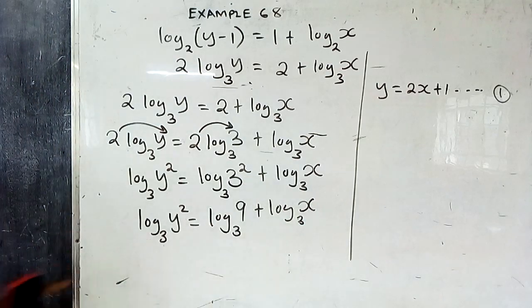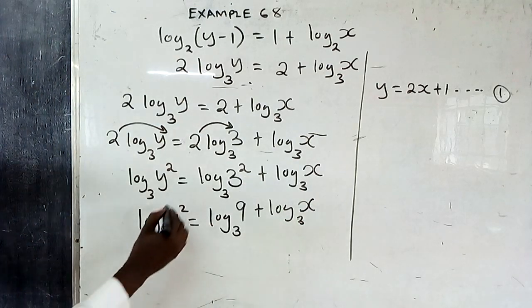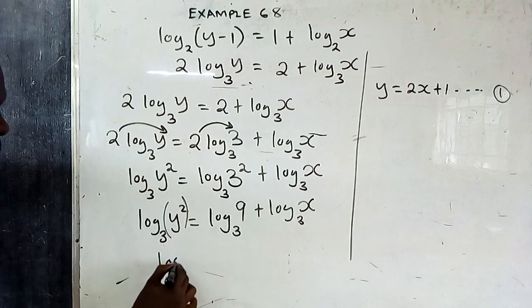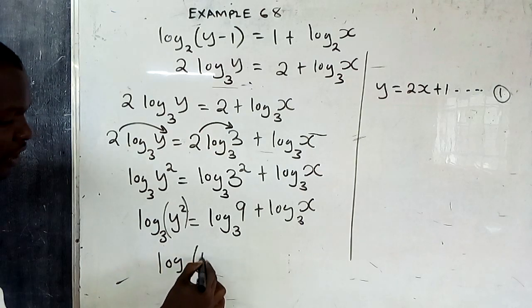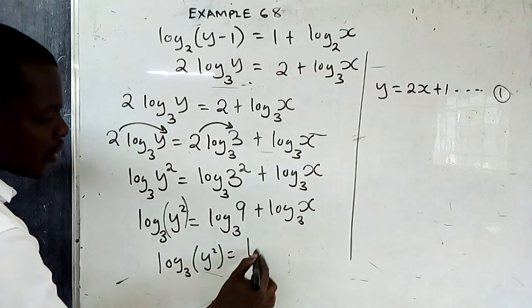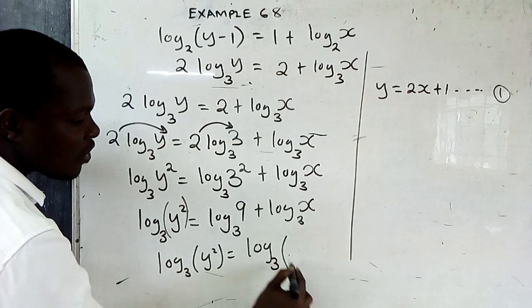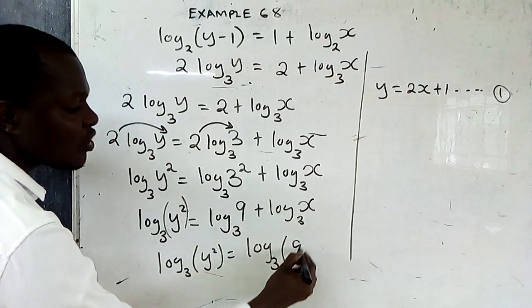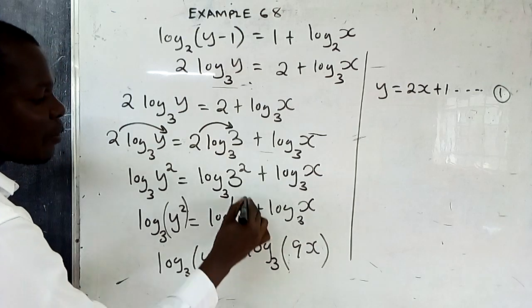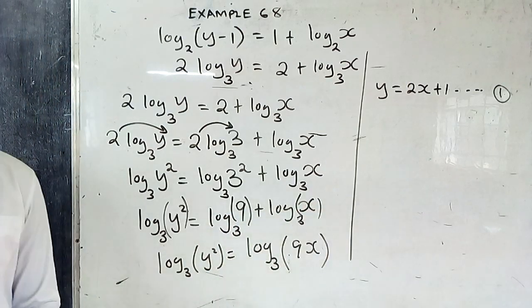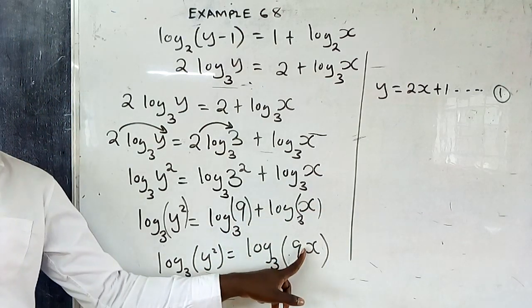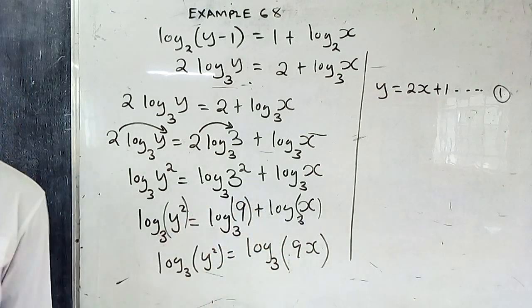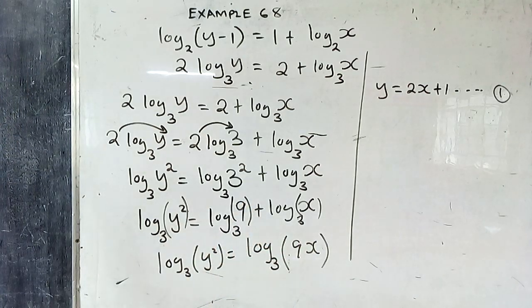So the next thing is to ensure you have one term on either side of the equation. This side is already one term. We have log to base 3 of y squared is equal to, the other side, if you factorize out log to base 3, this addition goes back to multiplication, meaning we have 9 times x. So the moment you take log to base 3 inside, multiplication goes back to addition, the reverse process, isn't it?